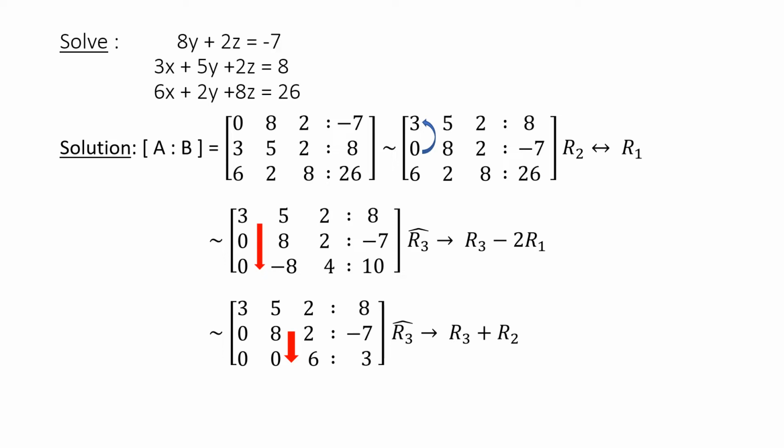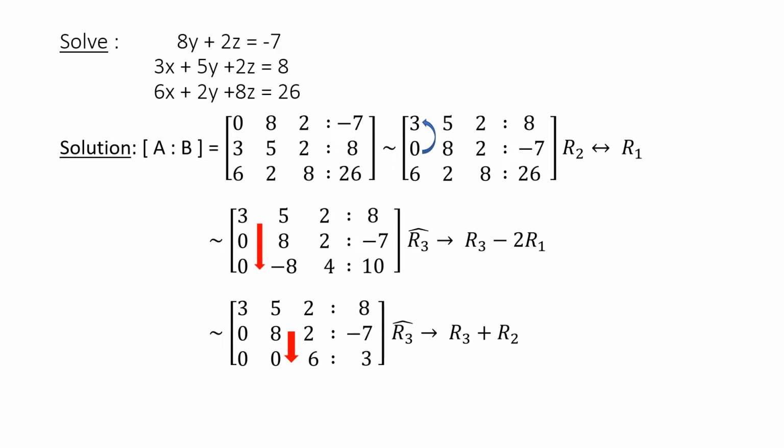Now, the first entry is 0. So, you have to interchange any two rows. Here, I'm going to interchange row 2 and row 1. So, interchange row 2 and row 1. You get a matrix 3, 5, 2, 8; 0, 8, 2, minus 7; 6, 2, 8, 26.